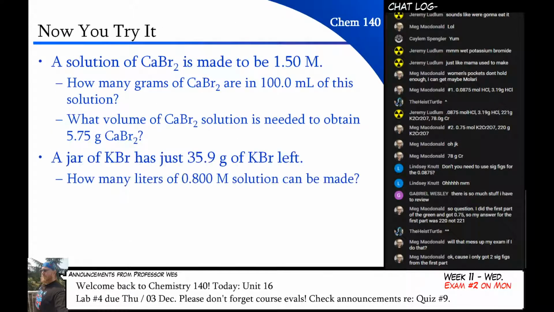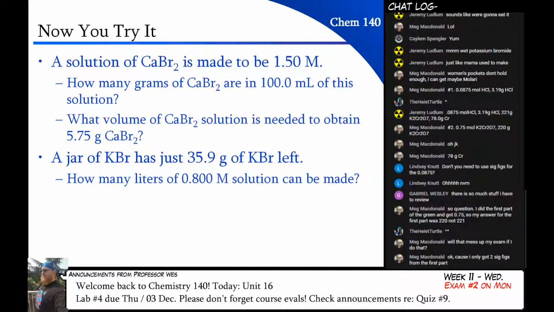I'm going to just put these on the screen here and ask you to solve them, and we'll go over these answers together, just because there's only 9 minutes left, and I want you to be able to do some more practice before we go. So, a solution of calcium bromide is made to be 1.5 moles per liter. How many grams are in 100 mL of the solution? What volume of calcium bromide solution is needed to obtain 5.75 grams? And then finally, a jar of KBr has 35.9 grams of KBr. How many liters of 0.8 molar solution can be made?